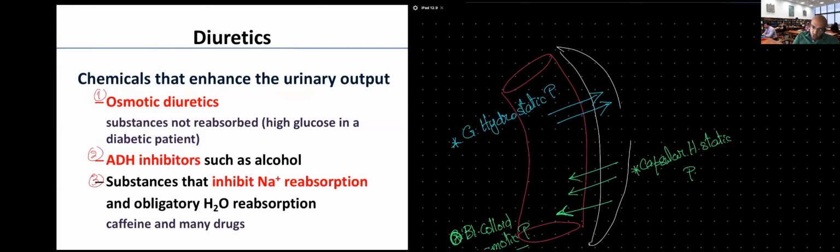But do you actually have solutes in your capsule? Do I have any solutes in here? What do you think? Do you have any solutes that got filtered?